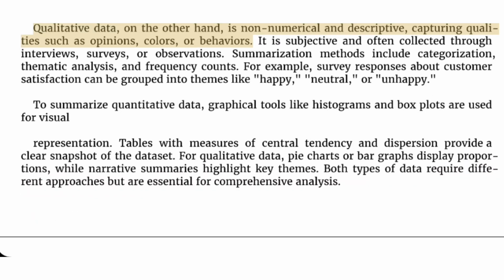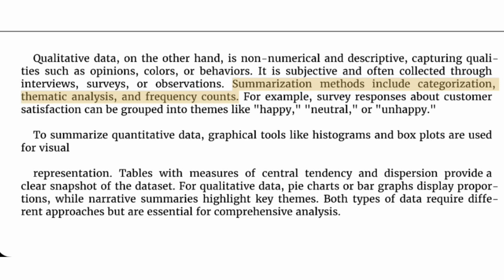Qualitative data, on the other hand, is non-numerical and descriptive, capturing qualities such as opinions, colors, or behaviors. It is subjective and often collected through interviews, surveys, or observations. Summarization methods include categorization, thematic analysis, and frequency counts. For example, survey responses about customer satisfaction can be grouped into themes like happy, neutral, or unhappy.